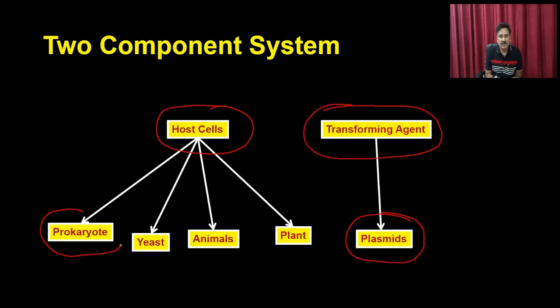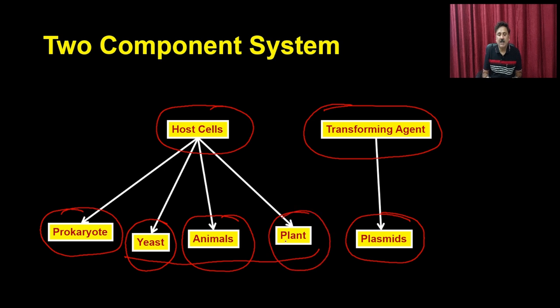You are going to have prokaryotic cells, or you can have eukaryotic cells. Within the eukaryotic cells also you have the option of unicellular eukaryotic cells such as yeast, or multicellular animal cells, or multicellular plant cells. I am not taking into account fungi or other kinds of host cells because they are very specific. Every host cell has its cognate transforming agent, and that is why it is called a two component system, where you require a host cell and also a transforming agent. For example, if we take the prokaryotes, the transforming agent is going to be a plasmid.